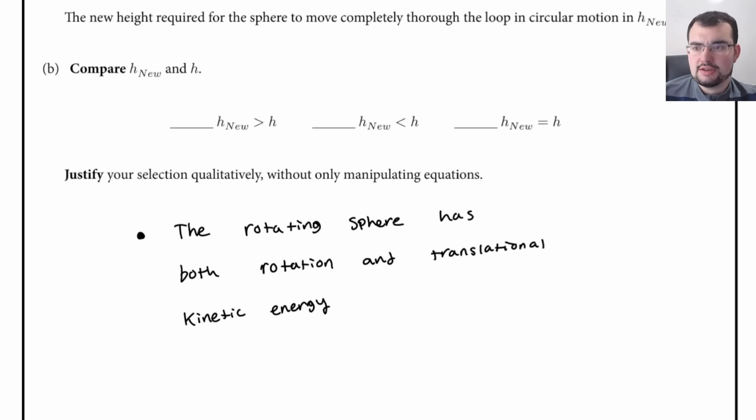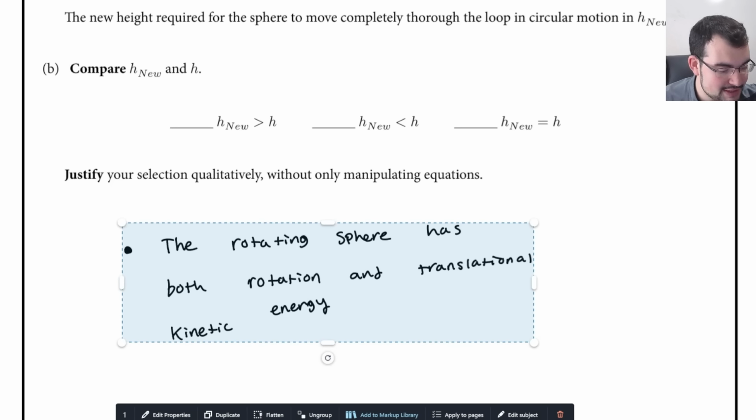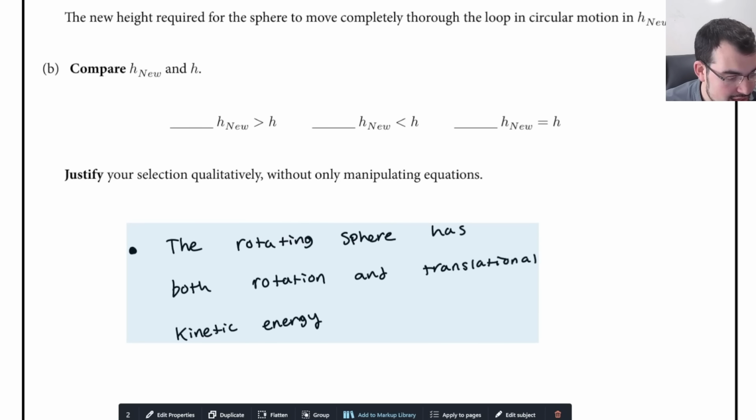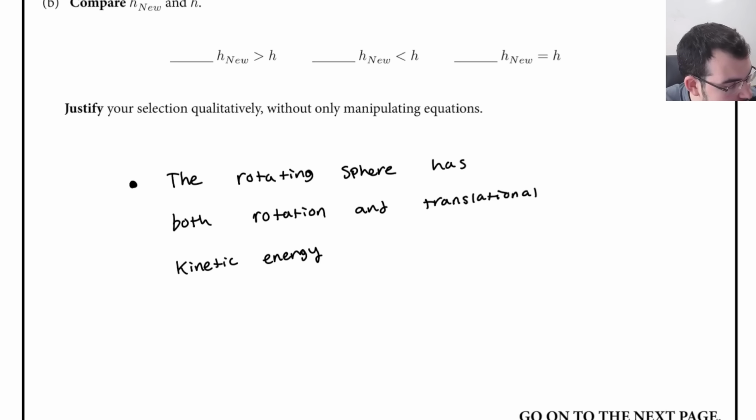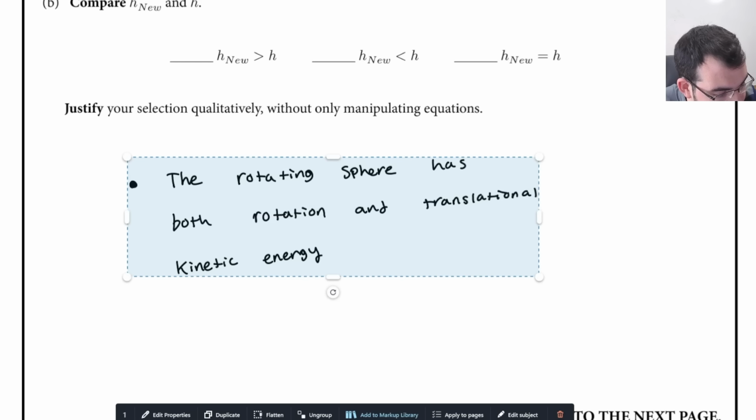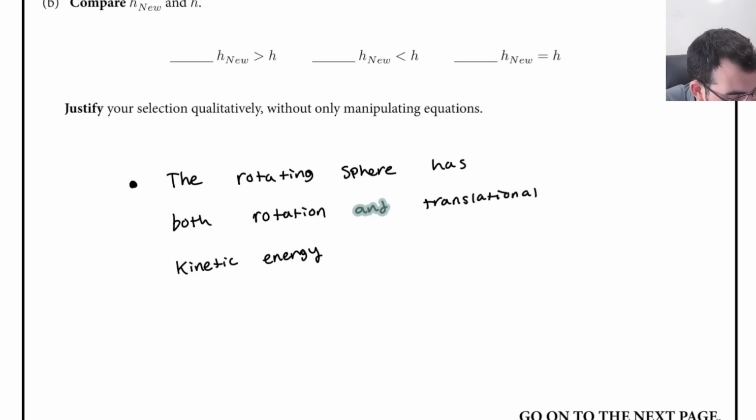So think about your justifications not as like you're trying to convince us. Think of your justifications as what physics facts are the most helpful and relevant. So usually one of these is a fact about the scenario, and one of these might be a specific physics principle. So here we have the rotating sphere has both rotational and translational kinetic energy. So why does that matter?